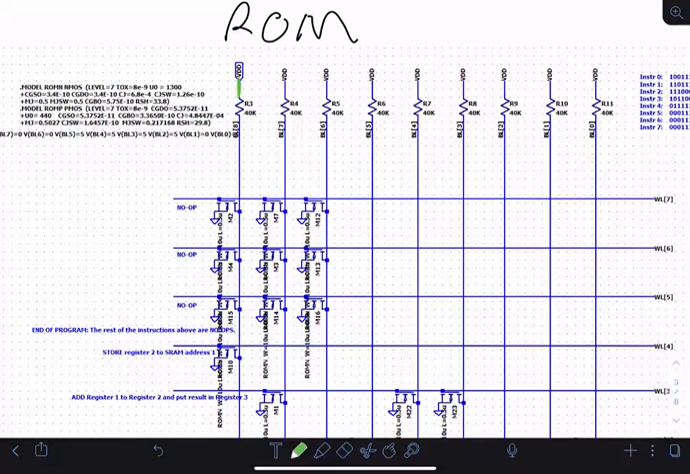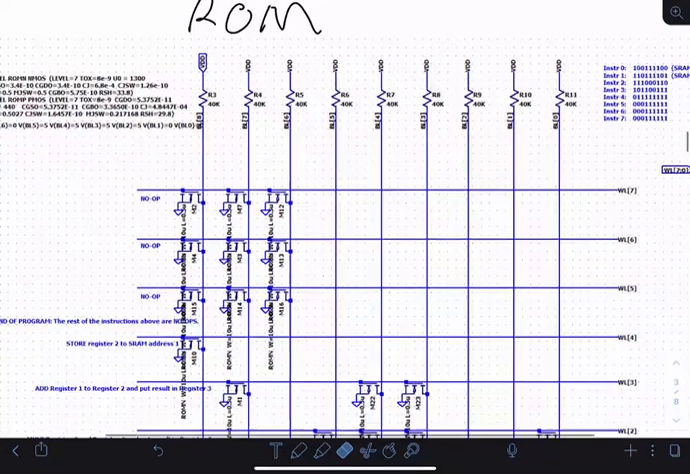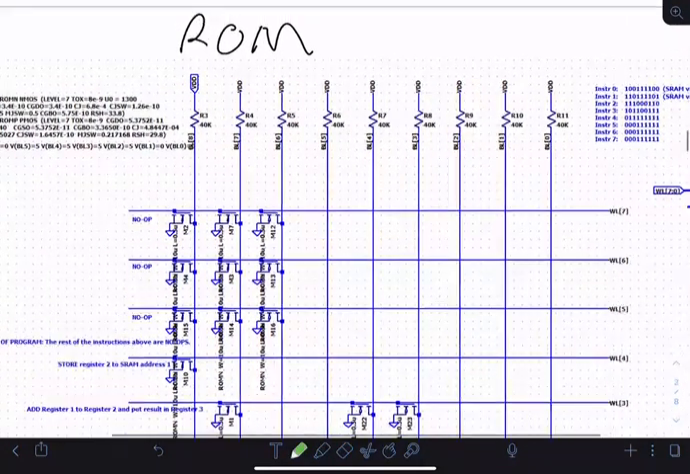And so as you can see, the outputs are tied to VDD through a resistor. And so what that essentially means is if there's no current going through the bit line, the bit line will stay high at VDD, and if there is current going through it, it'll be pulled down to ground.